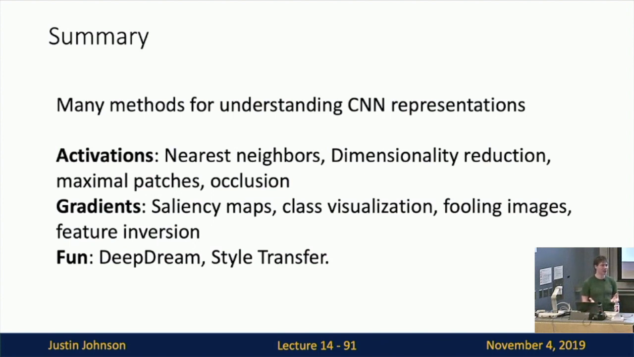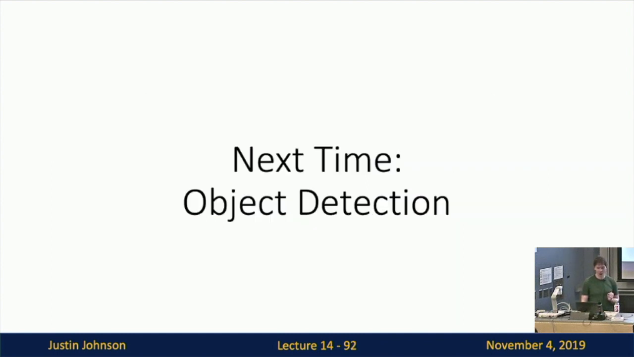So that gives us a brief overview of different ways that we can understand what's going on inside neural networks. We talked about mechanisms like using nearest neighbors, dimensionality reduction, maximal patches, and saliency maps to understand what's going on inside neural networks. And then we saw how a lot of these same ideas of gradient ascent could be used not only to aid our understanding of neural networks, but also to generate some fun images. So hopefully you enjoy looking at those psychedelic dogs. So come back next time, and we'll talk about object detection.